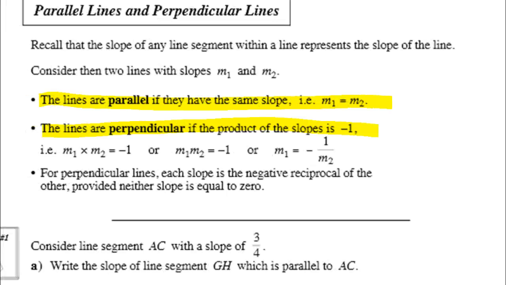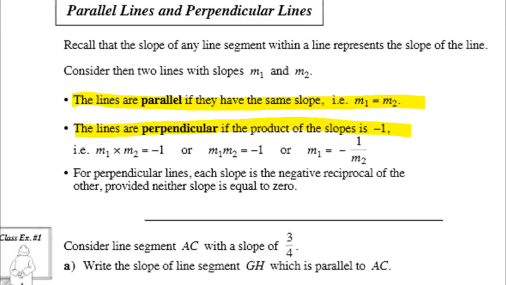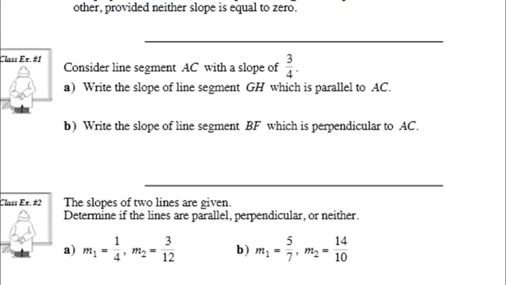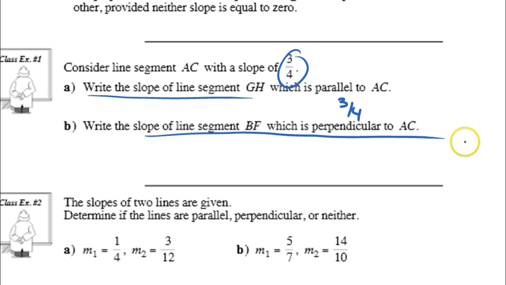Okay, let me do a couple quick examples here. Consider the line segment AC with a slope of 3 over 4. Write the slope of a line segment GH, which is parallel. Well, pretty straightforward. Parallel lines have the same slope, so it would be 3 over 4. Write the slope of line segment BF, which is perpendicular to AC. It would be negative 4 over 3.